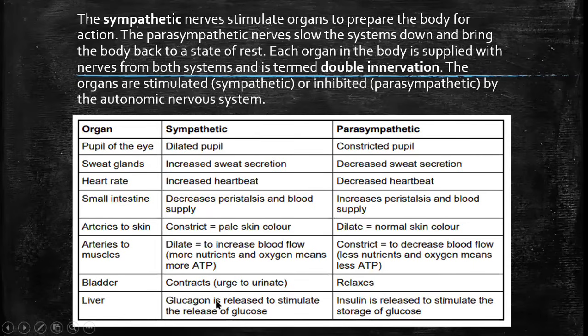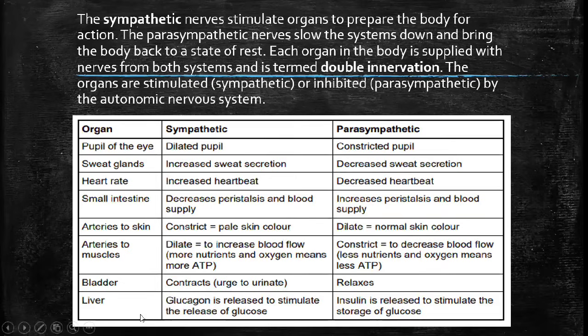And then the liver, glucagon, which is the stored glucose. Glucose is stored in the body in the form of glucagon.